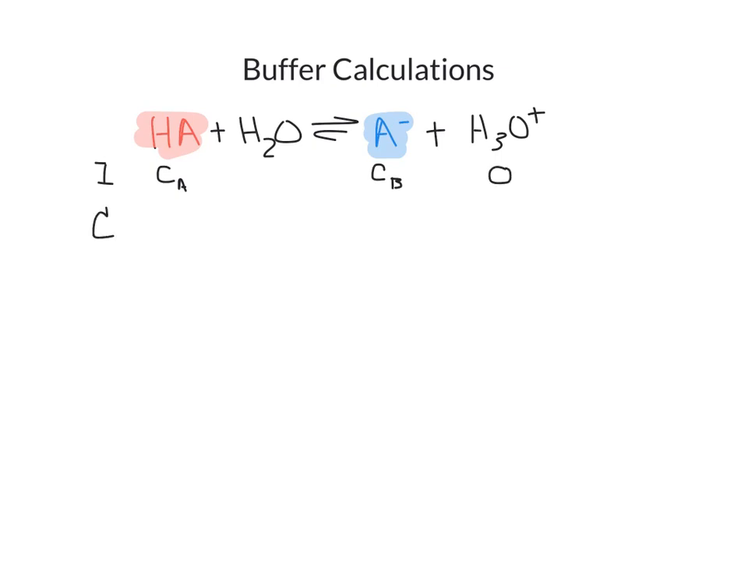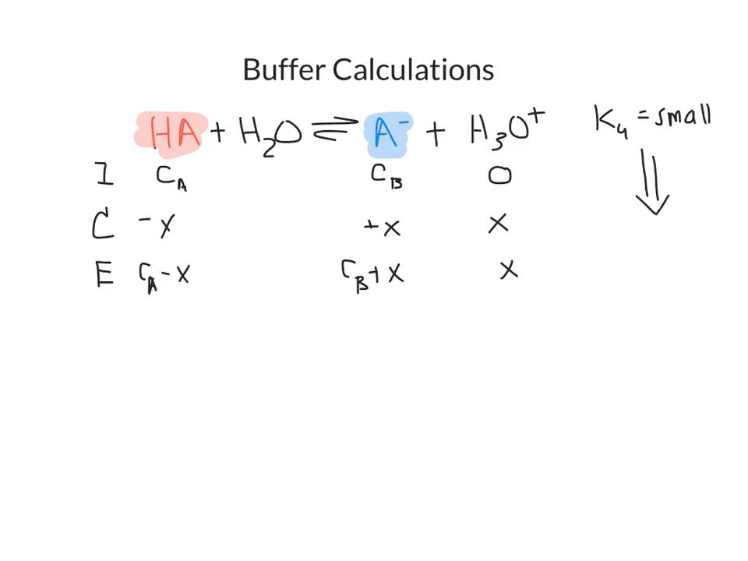So to get to equilibrium, we're going to have to make the H3O+, gain some of the conjugate base, and lose some of the conjugate acid. So at equilibrium, we're going to have conjugate acid minus X, how much conjugate base we started with plus X, and X of H3O+. Buffers are always made with weak acids, so we have Ka is small, and that means X will be a small number.